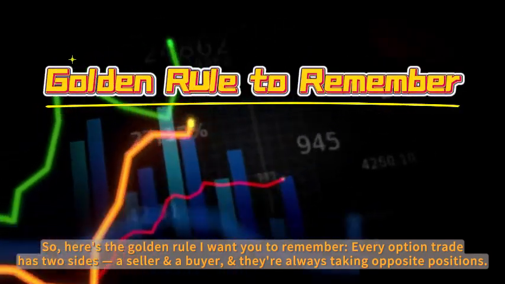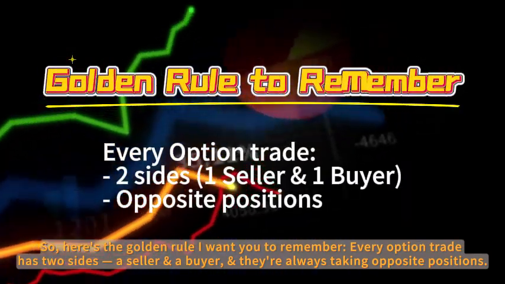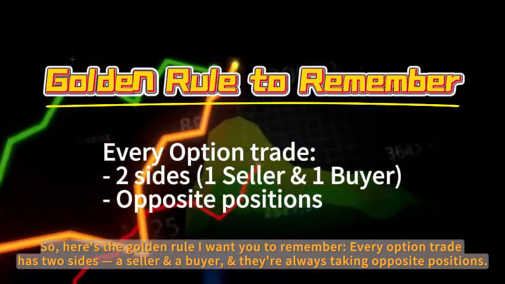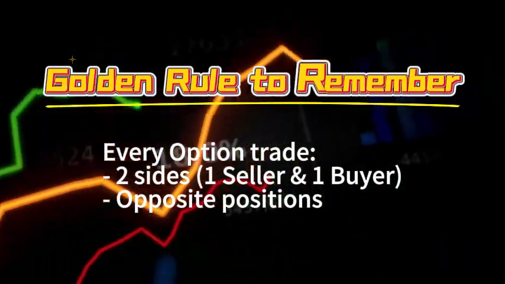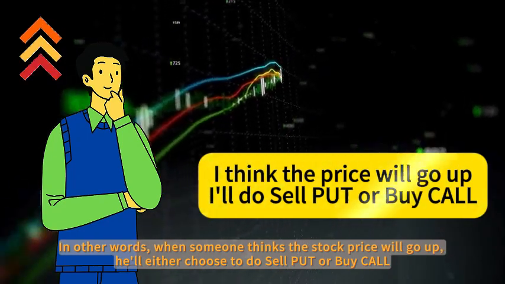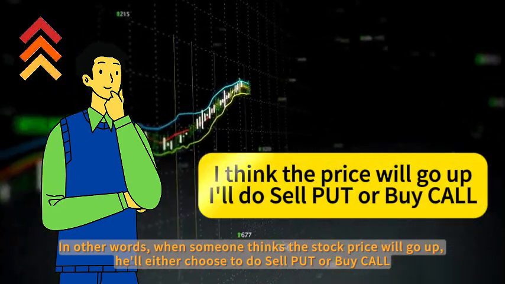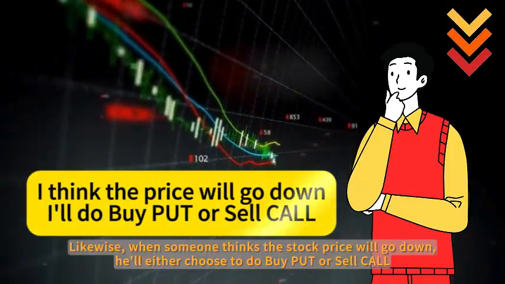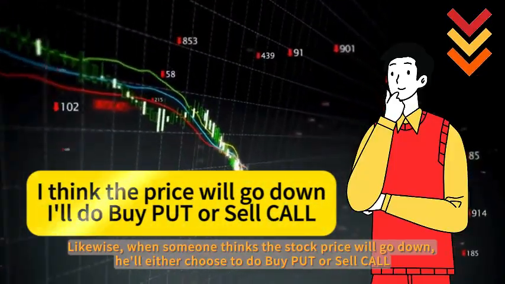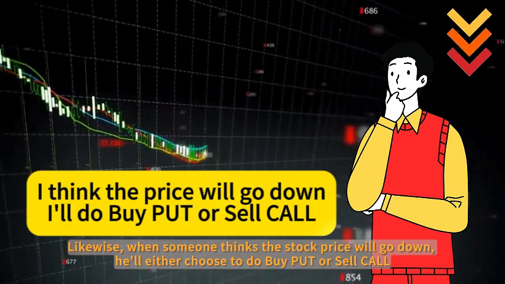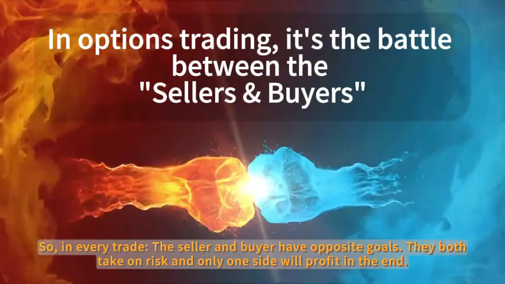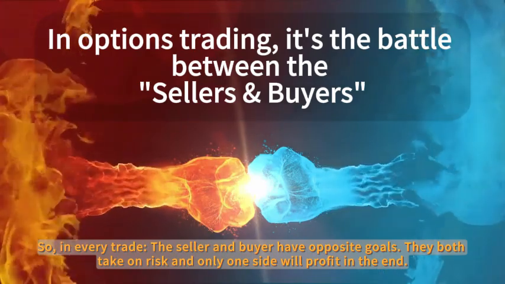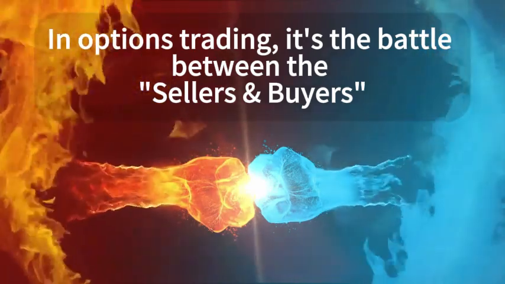So, here's the golden rule I want you to remember: every option trade has two sides, a seller and a buyer. And they're always taking opposite positions. In other words, when someone thinks the stock price will go up, he will either choose to sell put or buy call. Likewise, when someone thinks the stock price will go down, he will either choose to buy put or sell call. So, in every trade, the seller and buyer have opposite goals, they both take on risk, and only one side will profit in the end.